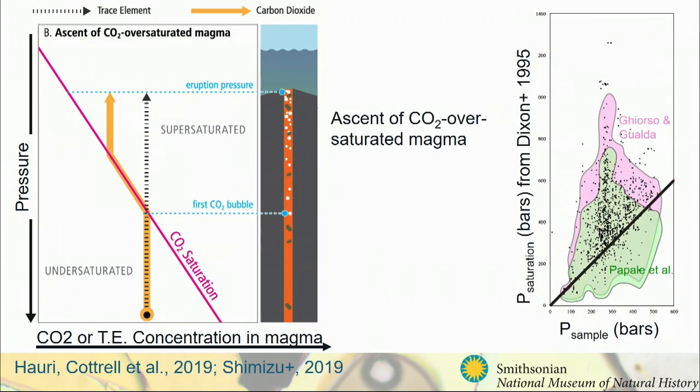Of course, the vast majority of the time, melts arrive at the surface CO2 oversaturated, and that's because of the slow kinetics of CO2 diffusing into vapor bubbles. What happens in these scenarios is you have your trace element concentration and your CO2 concentration. You saturate in CO2, you nucleate your first bubble, the carbon concentration in the melt falls as all the CO2 goes into the bubble, and the trace element concentration is fine. The trace element stays at its initial concentration.